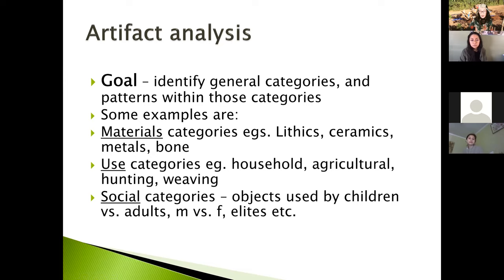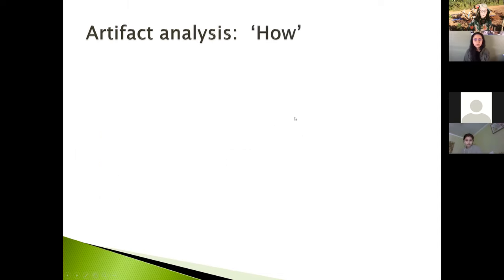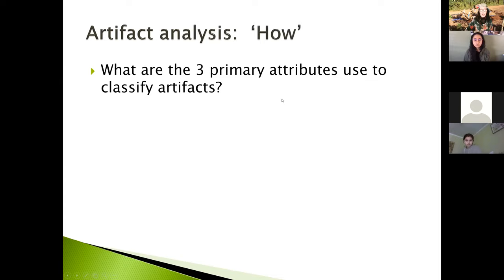Again, we're staying on the generics because this is the intro part of the class. Later on in the class, we'll look at some specific examples of how these work. Okay, materials, use, social categories. Those might be some of our generals in artifact analysis. When we are doing analysis, we've got three primary attributes that we use to classify them.